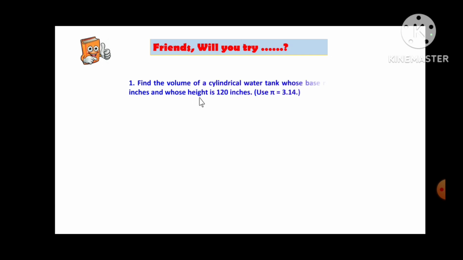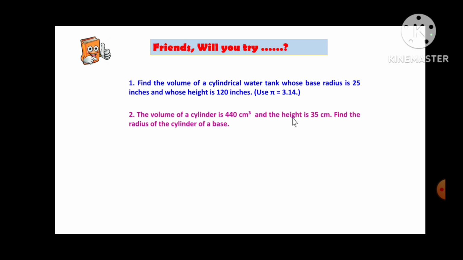Find the volume of a cylindrical water tank whose base radius is 25 inches and whose height is 120 inches. Here the value of pi is given as 3.14. The volume of a cylinder is 440 centimeter cube and the height is 35 centimeter. Find the radius of the base of the cylinder.